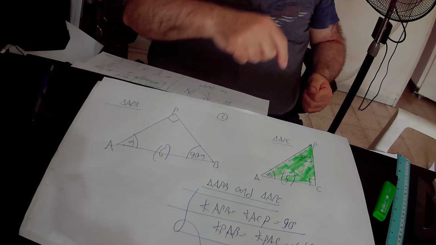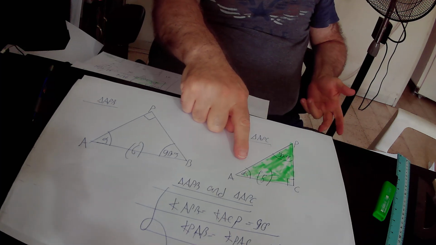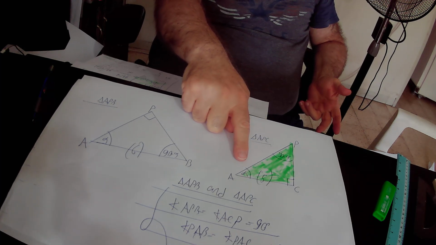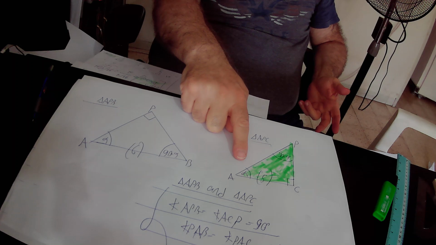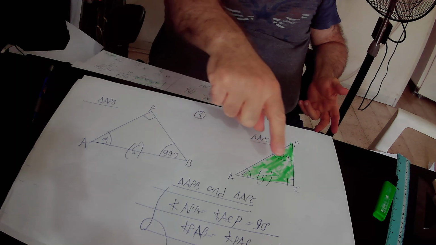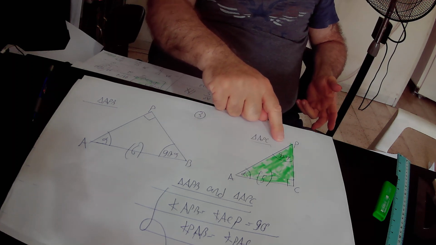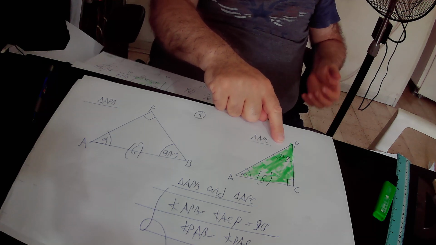Likewise, we defined the same angle A as alpha. So in the green right triangle APC, this angle equals alpha, this angle equals 90 degrees. Therefore, the third missing angle must be equal to 90 degrees minus alpha.